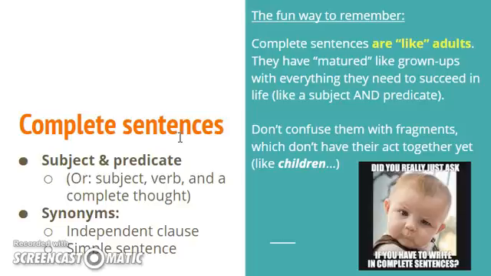A fun way to remember this is to think of complete sentences being like adults. Remember this simile if you can. Complete sentences have matured like grown-ups do. They have everything they need to succeed in life. They can stand alone and live on their own. Don't confuse a complete sentence with a fragment. Fragments don't have their act together yet, kind of like children who can't stand on their own and still depend on their parents. So let's talk about that.